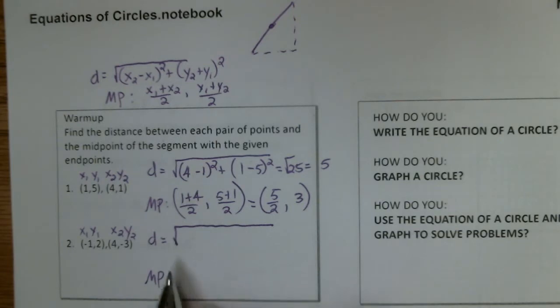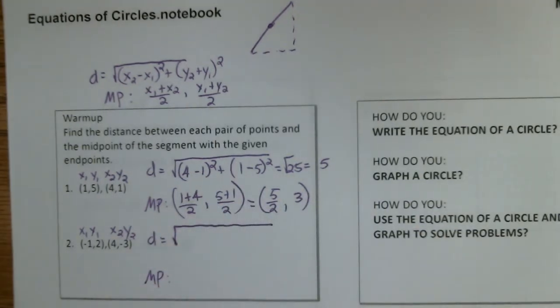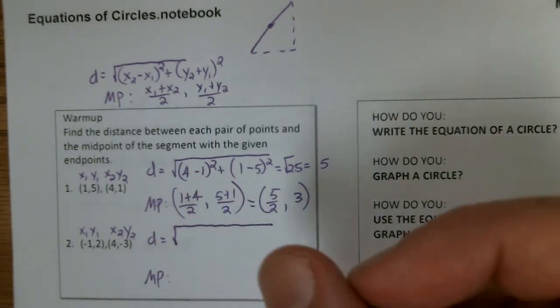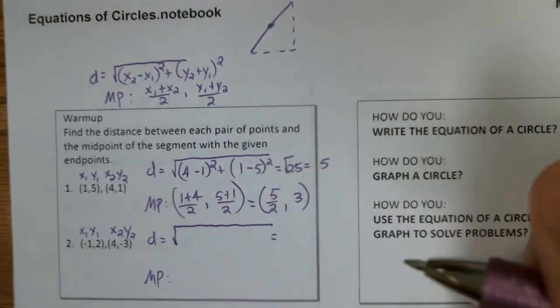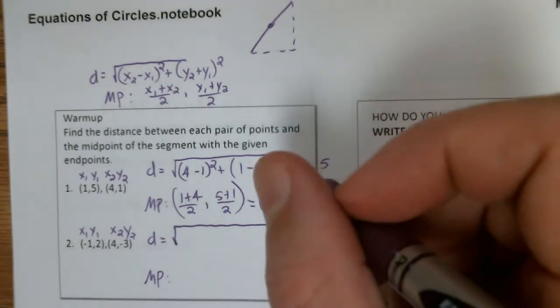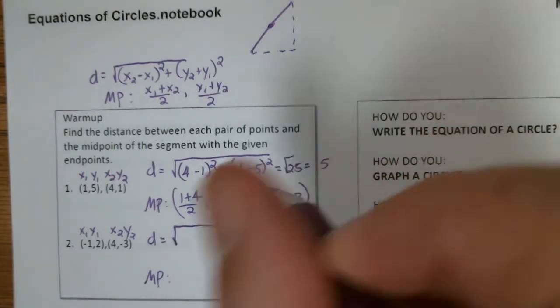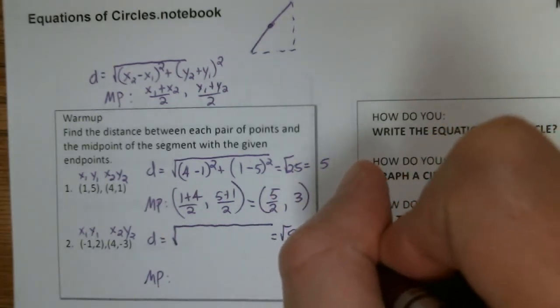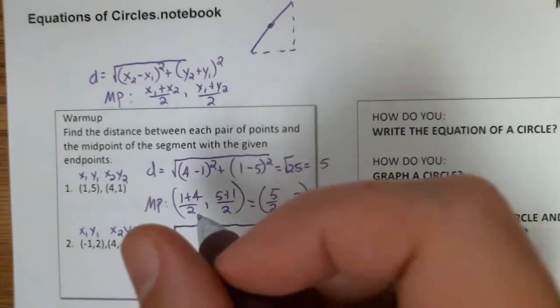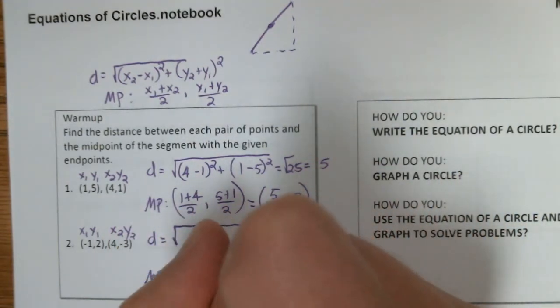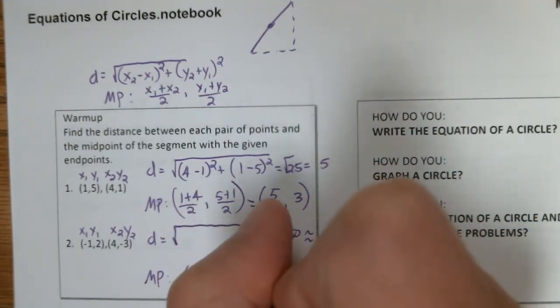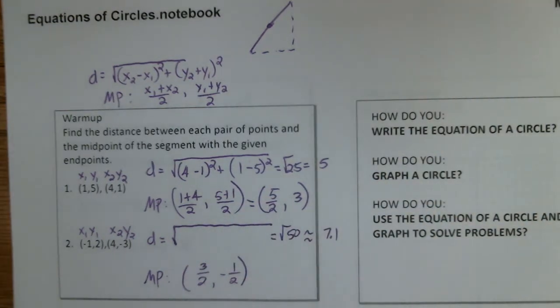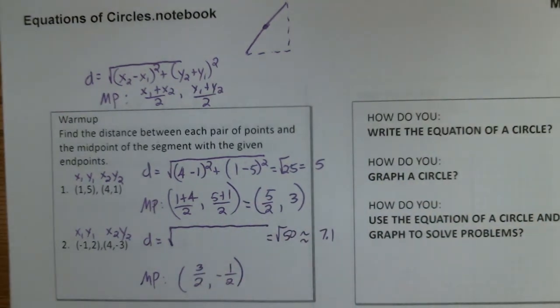Okay, so if you come back, again, for sake of time on this video, I'm not going to go through all of this. For the distance, you should have gotten the square root of 50. Square root of 50 is approximately 7.1, and for the midpoint, you should have gotten 3 halves and negative 1 half. Okay, so that's just a little warm-up from last year in coordinate algebra.